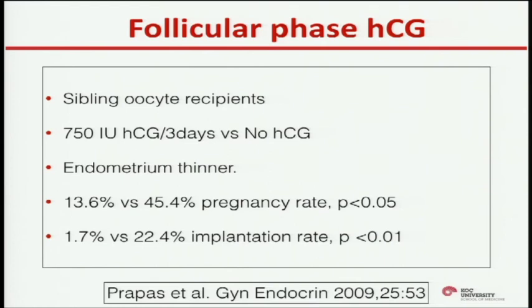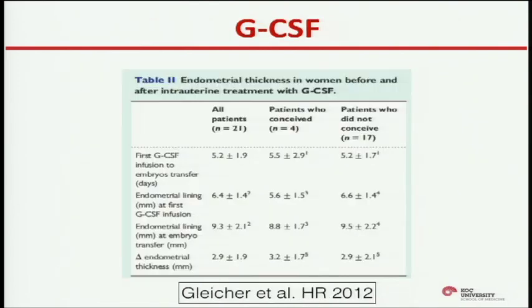Okay, so controversial results could be depending on the dosage, timing, etc., but nothing so far. Granulocyte colony-stimulating factor. Remember, I was talking about pentoxifylline. It was supposed to decrease colony-stimulating factor, but Norbert Gleicher reported that colony-stimulating factor could be a good thing. So he had some patients who had thin endometrium, so he gave them intrauterine infusion of colony-stimulating factor. Of those 25 patients, 4 conceived, they had thicker endometrium, okay?